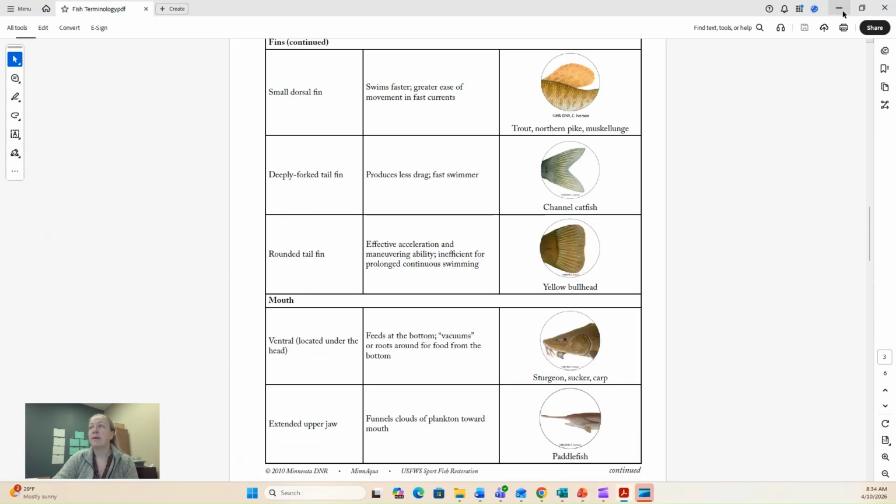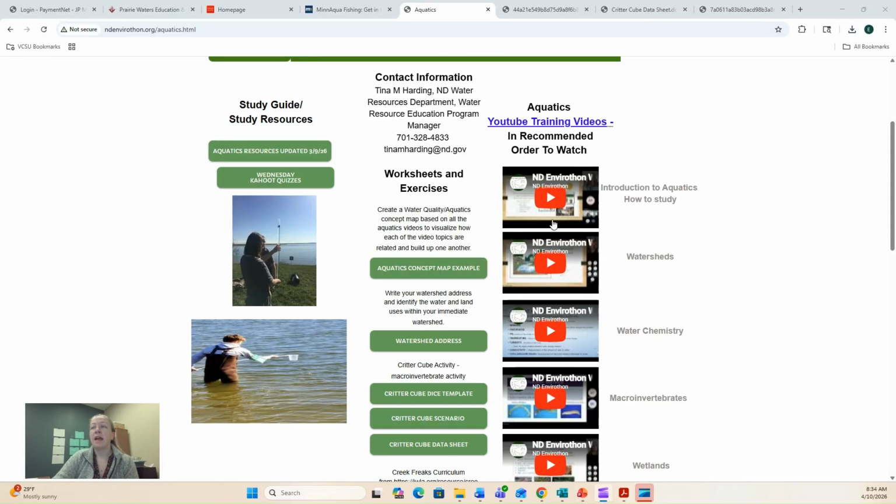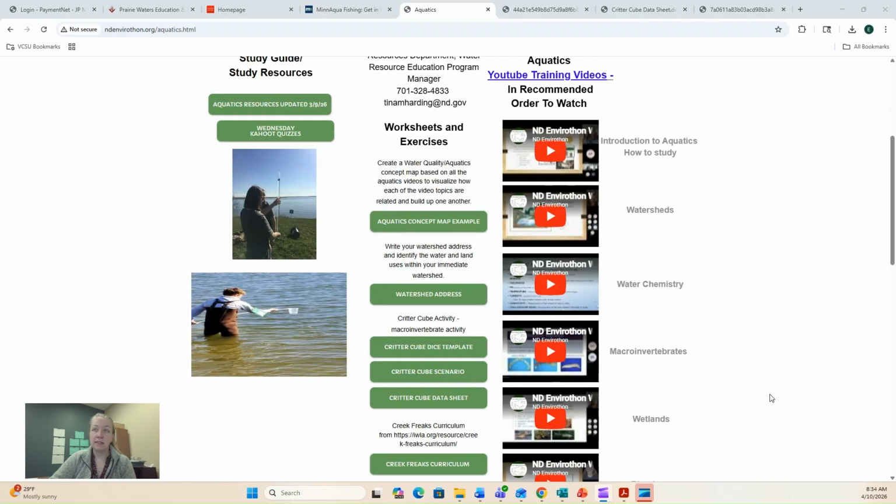The second activity that we did with students was we identified macroinvertebrates and then determined their tolerance values to get a better idea of what those could tell us about water quality. One activity that you could do with your class if you didn't attend the trainings is this Critter Cube activity that's on our state website.